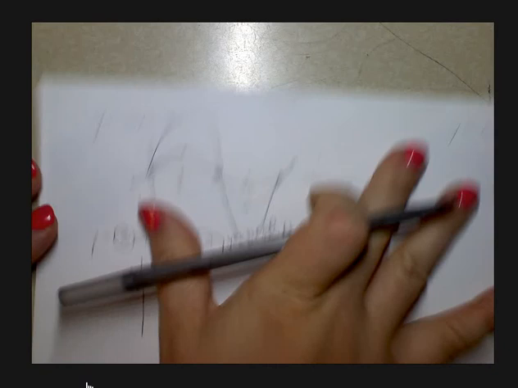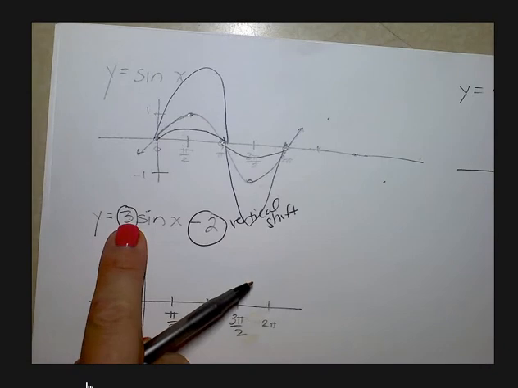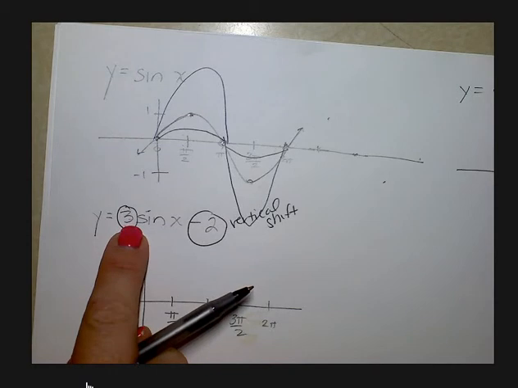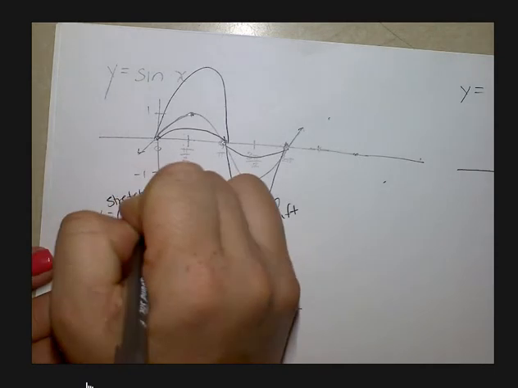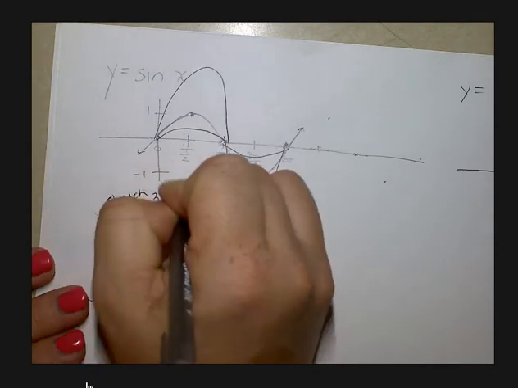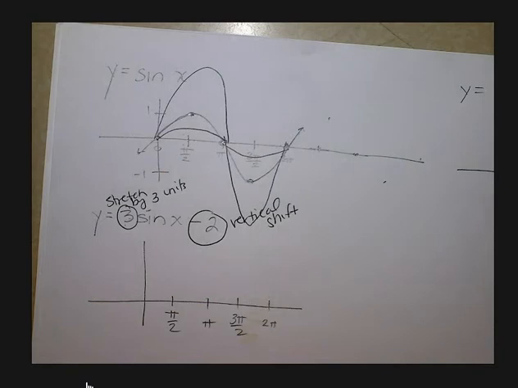Now sometimes students say, but what if it's negative? Who recalls if it's negative? What does that mean? Reflection across the x-axis. So there's not a reflection here, but there is a stretch. So this is a stretch by 3 units. Okay, so this is what we have.